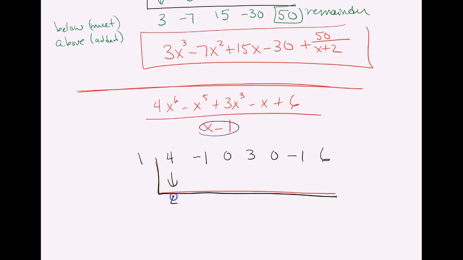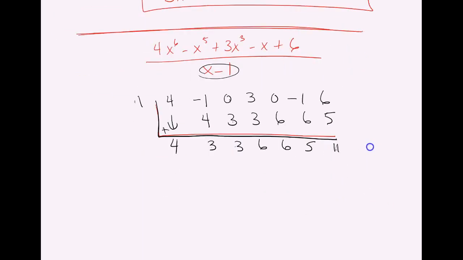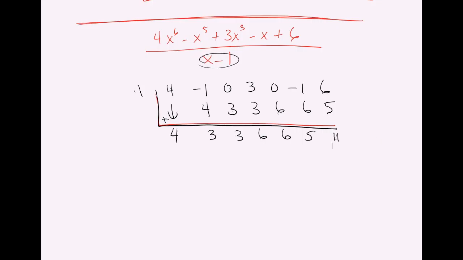Bring down the first coefficient, and I start my multiplying. 1 times 4 goes here. Anything above the line gets added, so that would be a 3. Back to multiply, add, multiply, add, multiply, add. It's getting redundant. Multiply, add, multiply, add. So it goes very quickly once you get good at it, okay? Now the last number is the remainder. I'm going to go ahead and box that off.